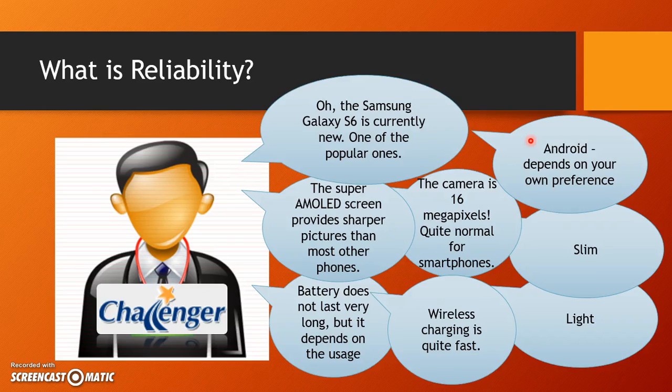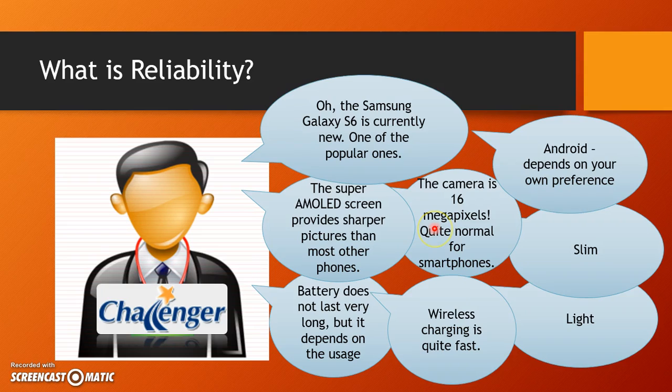So he went to a Challenger personnel. This Challenger person is in charge of everything in Challenger, no brands. He represents no brands. So this is what he said. Oh, the Samsung Galaxy S6 is currently new. It's one of the popular ones a lot of people buy. The Super AMOLED screen actually provides sharper pictures than most other phones. So when you look through your pictures or take photos, they look pretty nice on your screen. Instagram looks very nice on your screen.